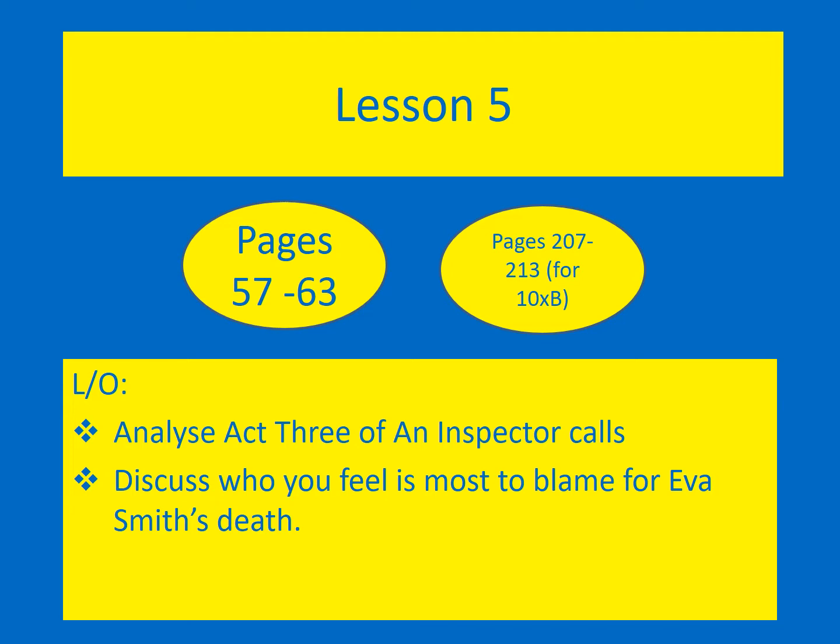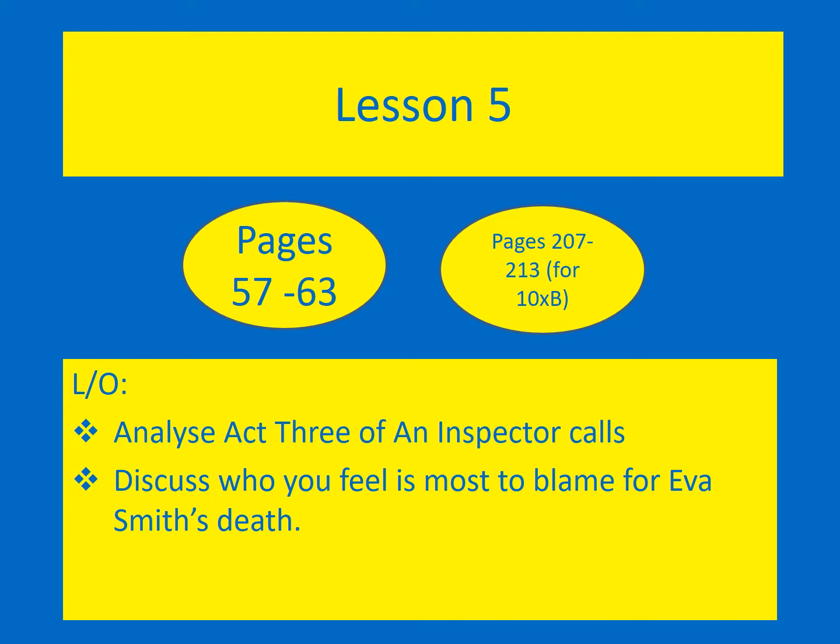So this lesson is going to cover a couple of points. Obviously, we're going to look a little bit more at the analysis of Act 3, and we are also going to make some decisions about who you feel is most to blame for Eva Smith's, Daisy Renton's death.